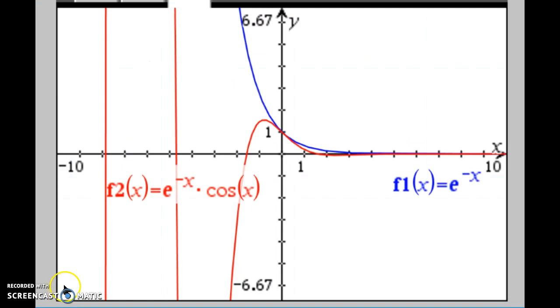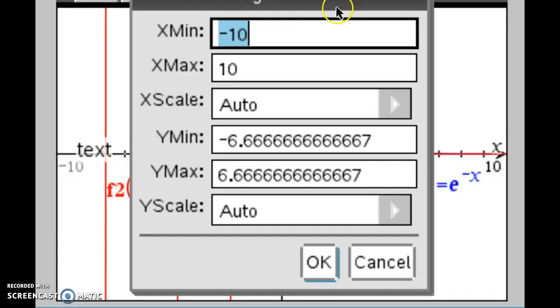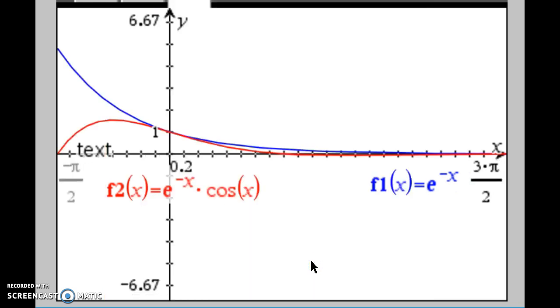I have here the sketch of both functions, f1 and f2 are called over here. Note that this is just whatever window the calculator decided for me, but I'm going to change the window because I know exactly where I want to see this function. I want to see it between negative pi over 2. Yes, you can write it like that, the calculator will understand. And for the maximum of x, I want 3 pi over 2.